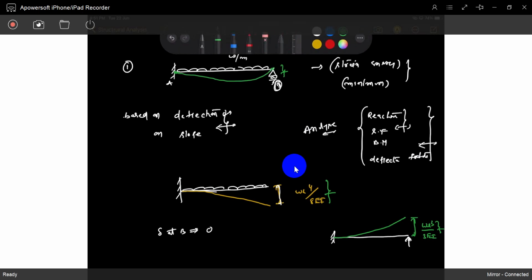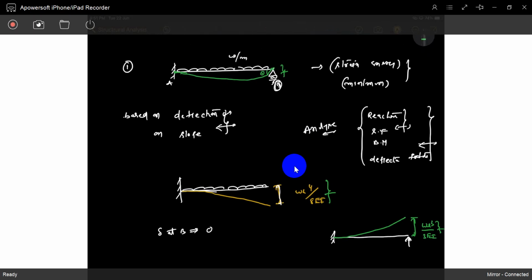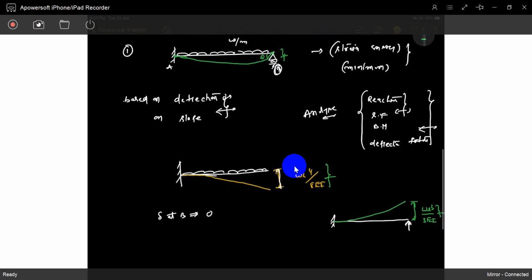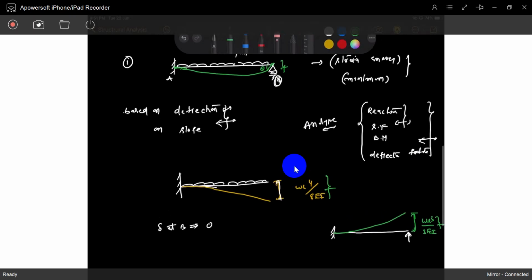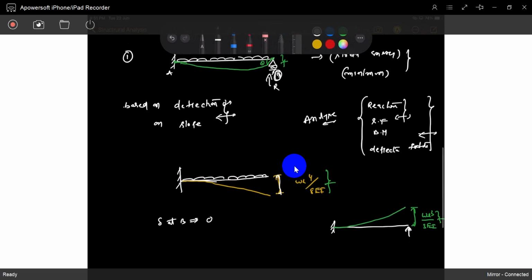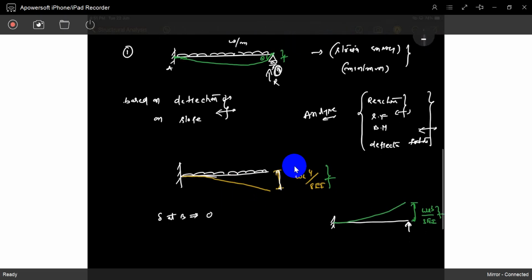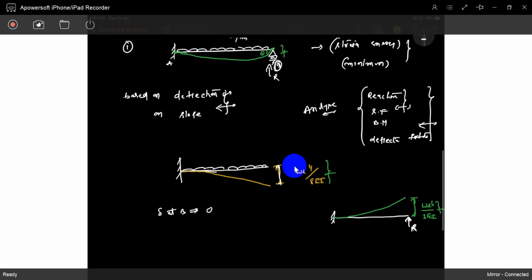Once again, the slope at the fixed end is 0, and it will deflect like this. The deflection at B is 0, but the slope is there. So I assume it has a reaction of R, which we don't know. By the reaction R applied at B, the deflection is RL cube by 3EI.